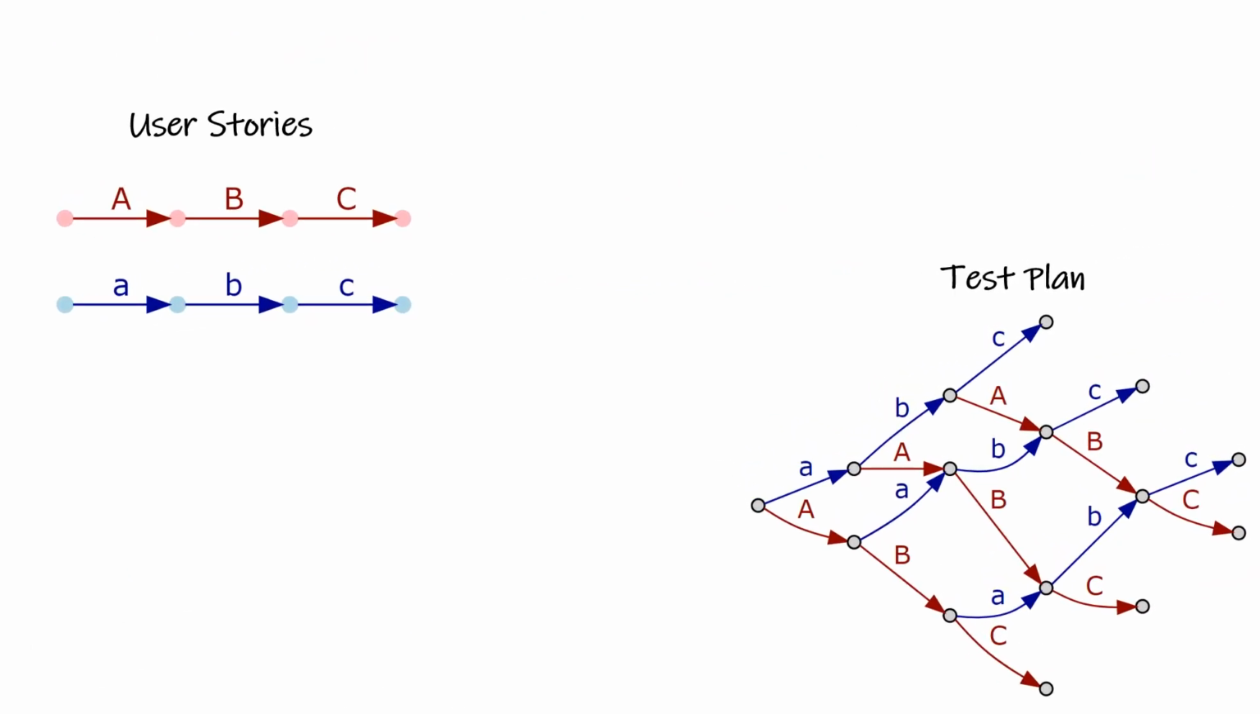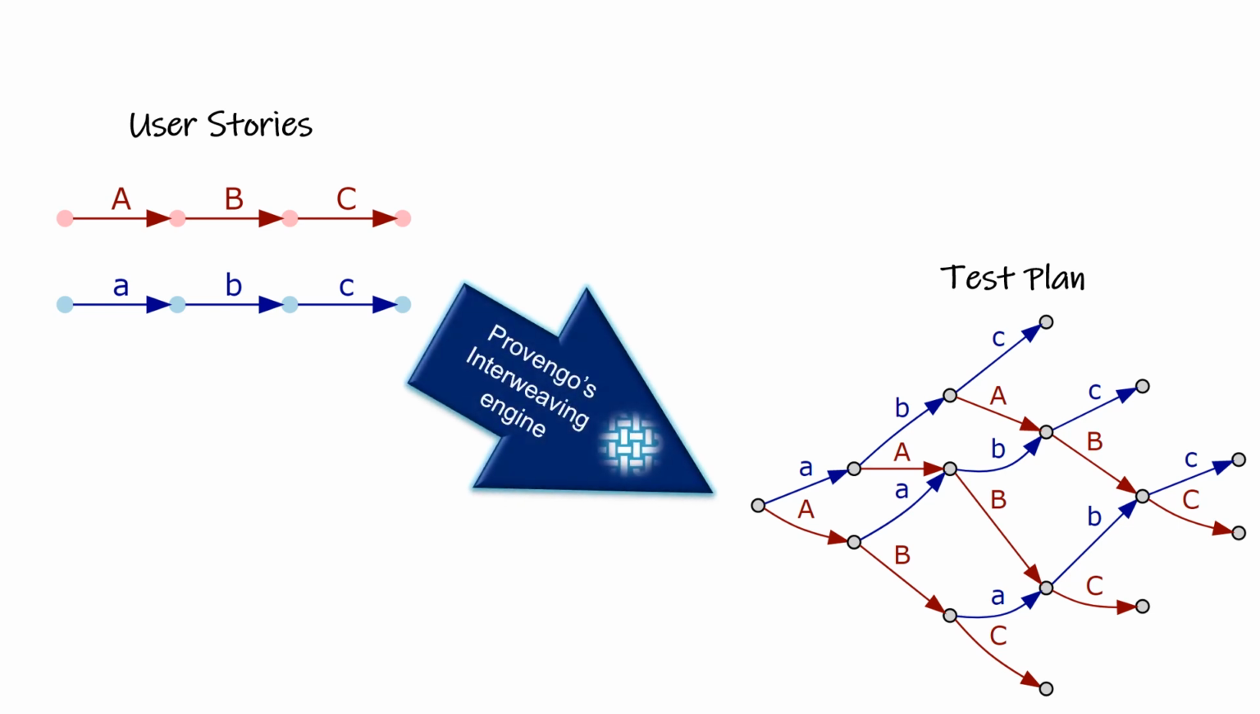One of the main causes for error in multi-session systems is race conditions. Here, the top left figure depicts two simple linear user stories that run in parallel. As shown on the bottom right, testers can use Provengo to automatically generate all the orders of executing these stories.